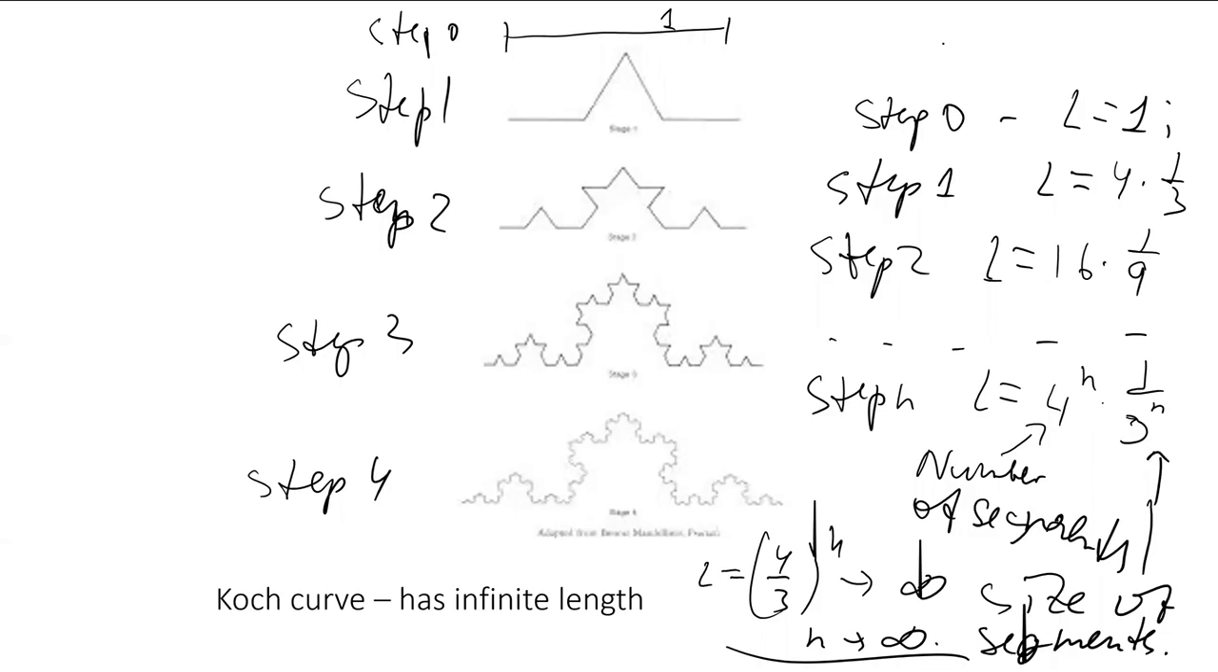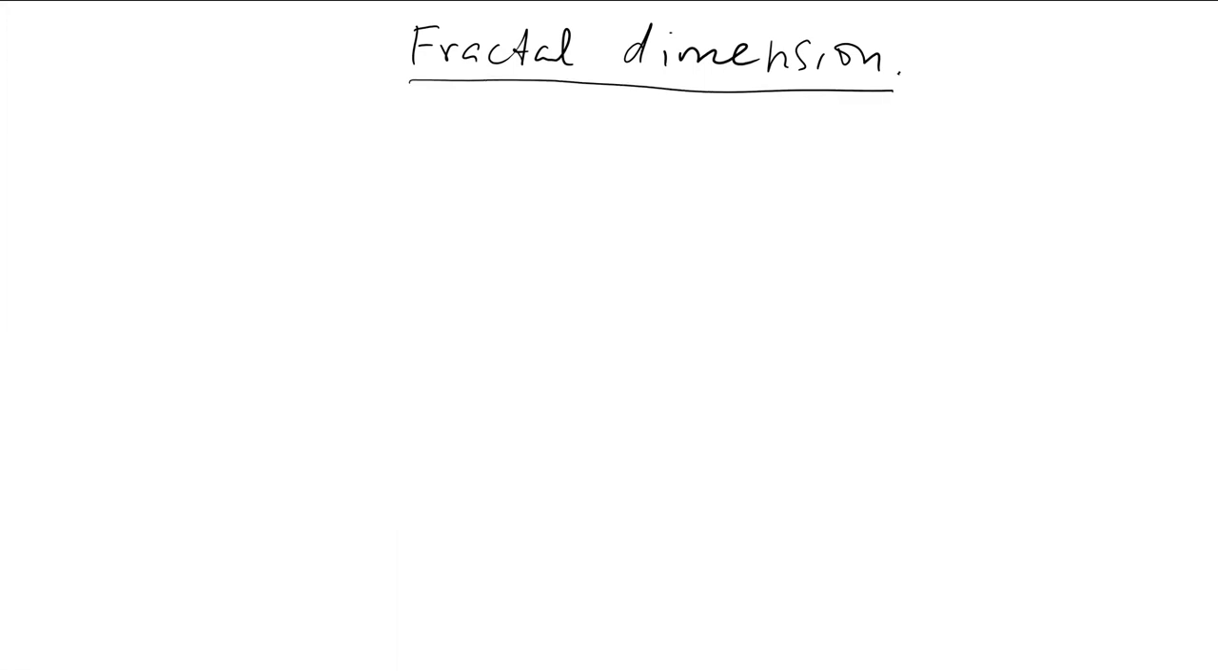So to characterize these strange objects like this, also called monster curves, we will introduce a quantity, and this quantity is called fractal dimension. So this is pretty much like the dimension we know, but extended to strange cases.